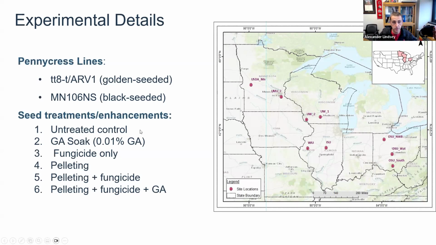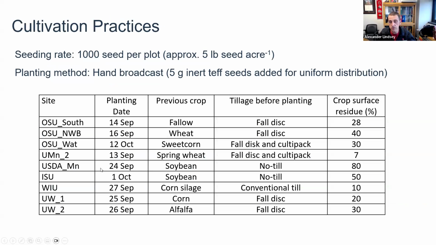We narrowed our treatment list down to a few treatments. We had an untreated control, a GA soak treatment at 0.01% GA solution, fungicide treatment only, and then 3 pelleting combinations: 1 with fungicide, 1 with fungicide and gibberellic acid, and 1 just pelleting using the procedures that we discussed previously. We had a uniform seeding rate in each plot, which corresponded to roughly 5 pounds of live seed per acre. And we ended up hand broadcasting these.